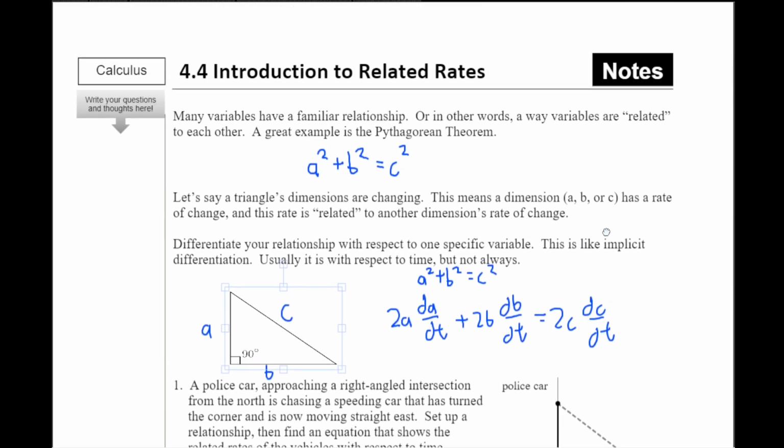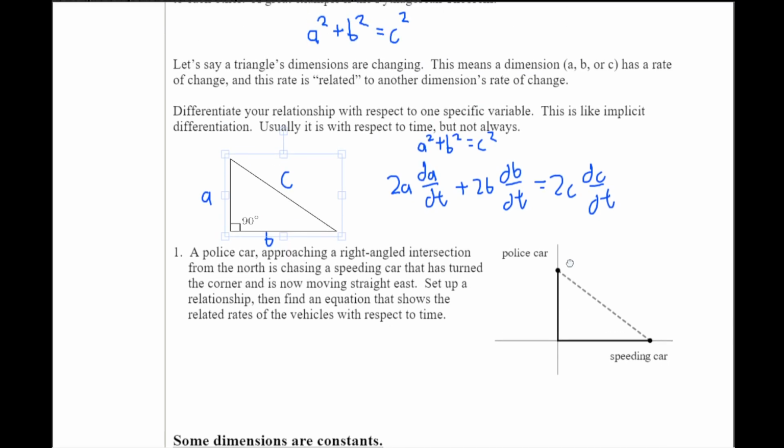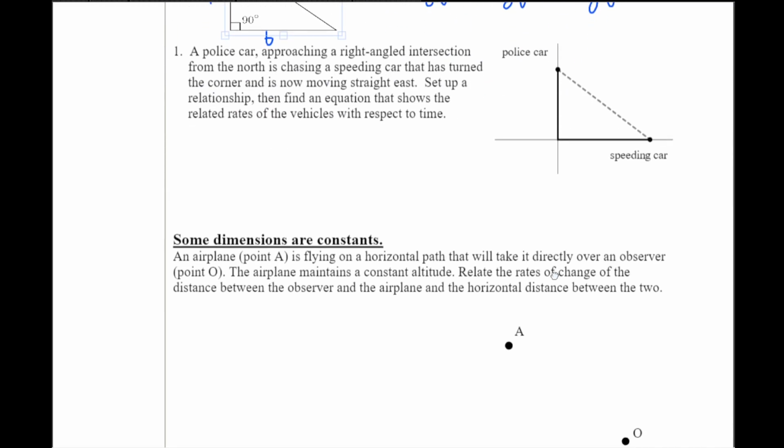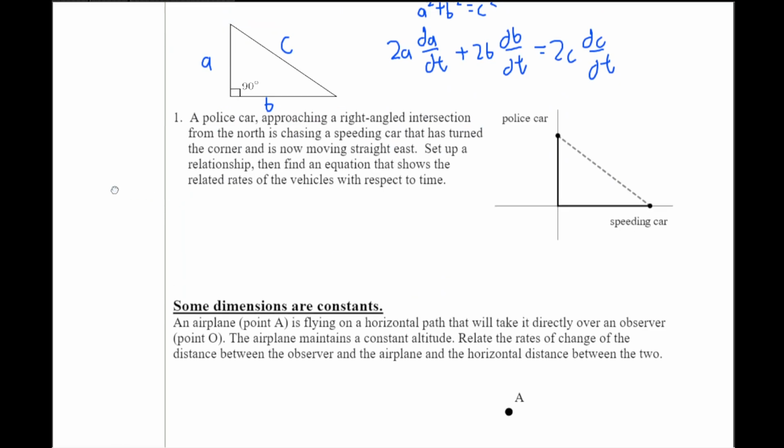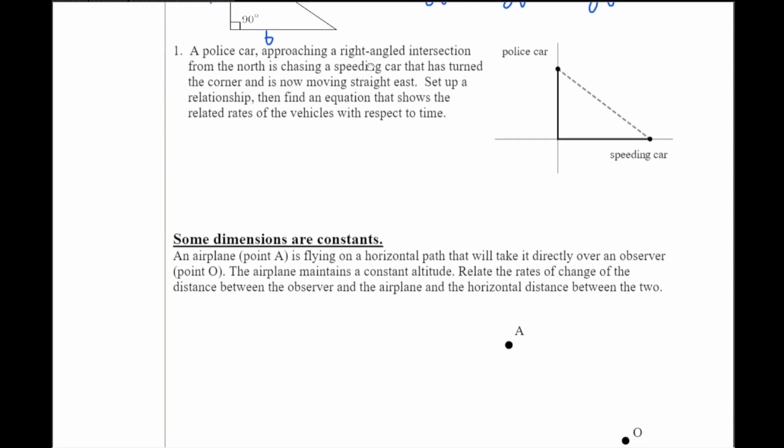So in 4.4, we're just setting up equations. And then in 4.5, we're going to add some numbers to the problems so you'll be able to solve them. But we're focusing on the setup because that's the most important piece. So a police car approaching a right-angled intersection from the north. You see right here, this is the right angled intersection. Draw that here. And the police car is right here approaching it from the north. So you see it's going down. It has turned the corner and is now moving straight east. So you see the speeding car is going towards the right.